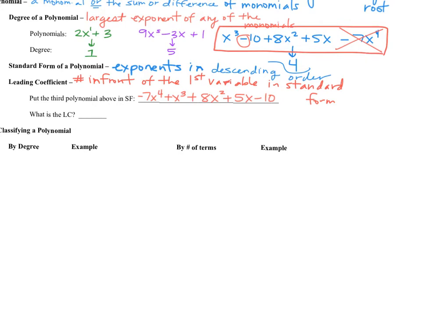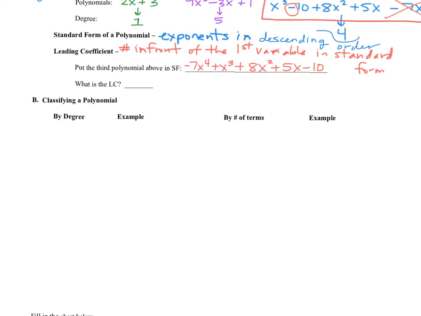Okay, so what is the leading coefficient then? Negative 7. It's negative 7. It's the number in front of the first variable in standard form. So your very first thing, the leading number, right? The leading coefficient is negative 7. Okay?